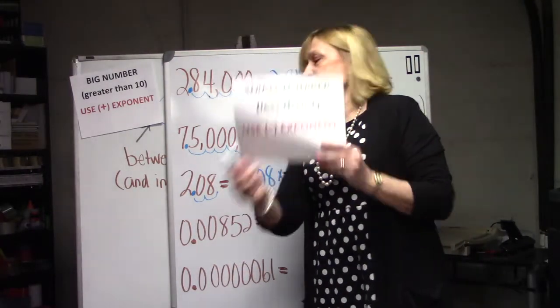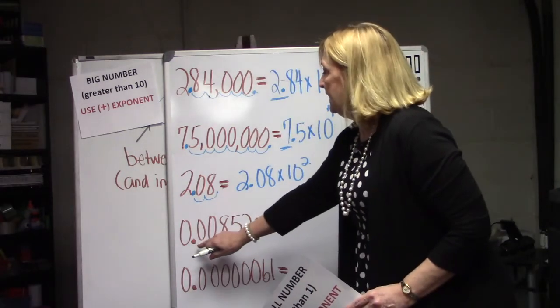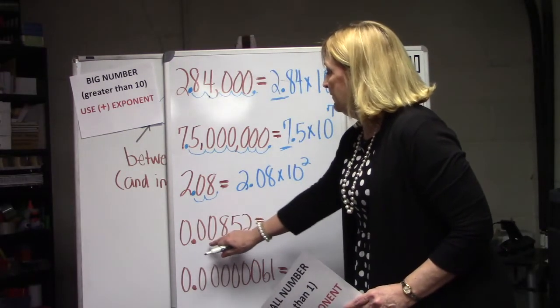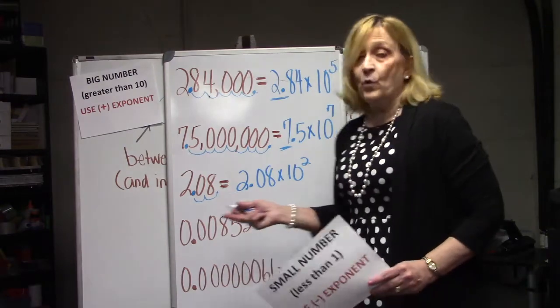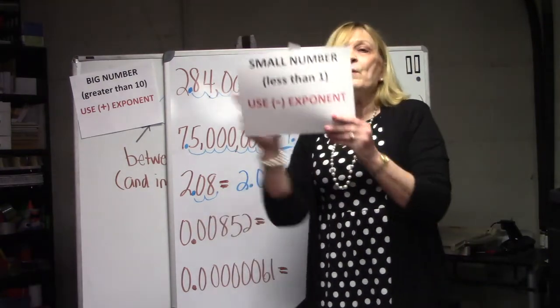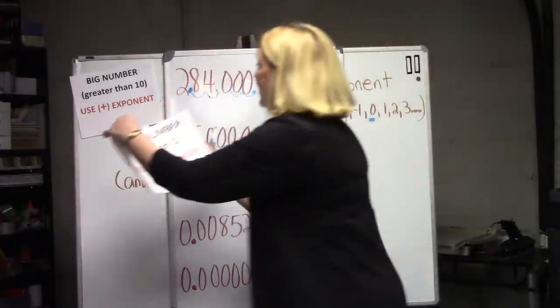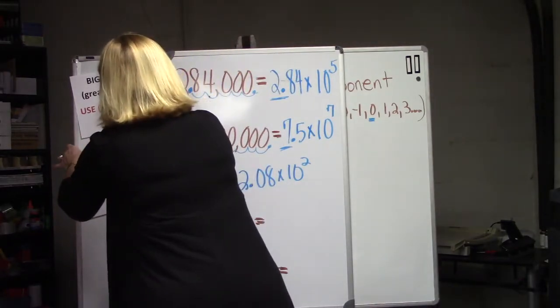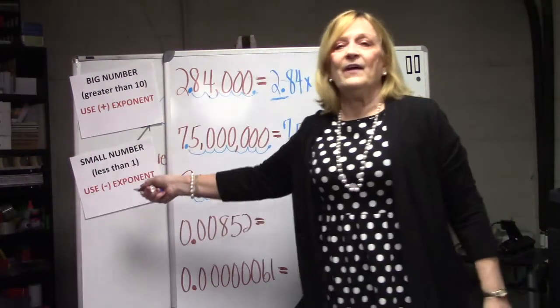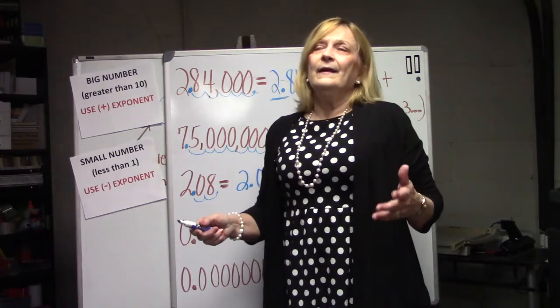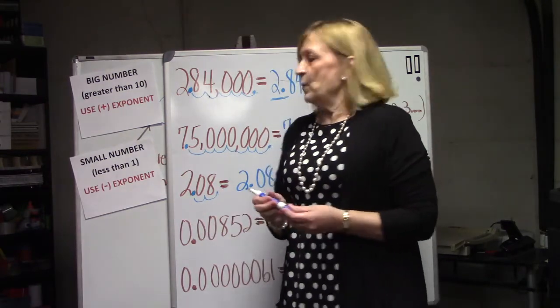See, less than 1. And 0.00852 is, of course, less than 1. We will be using negative exponents. So I'm going to paste that right there. You're going to want to copy those down in your notes because it really is a good reference point, okay?